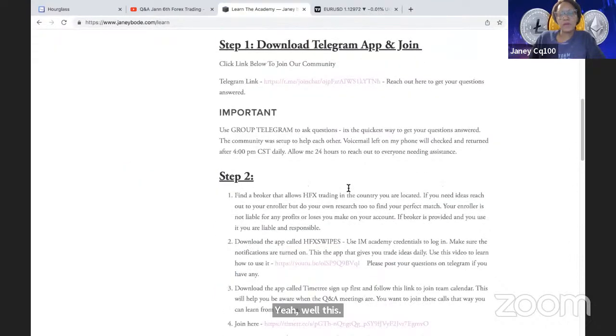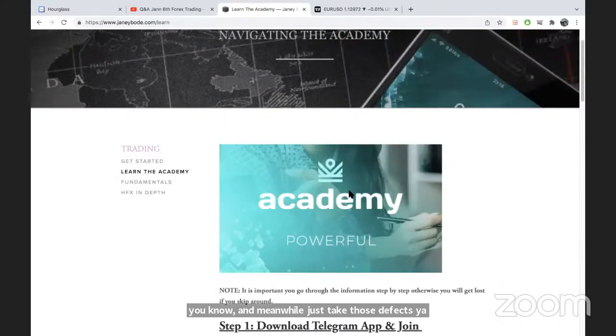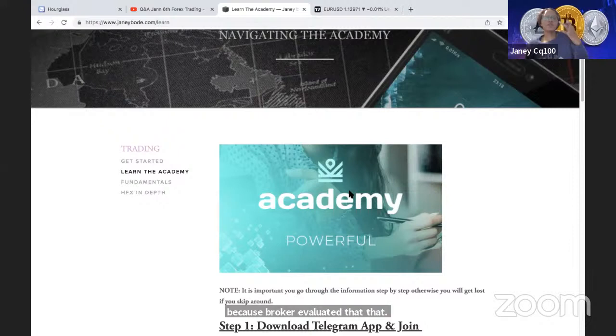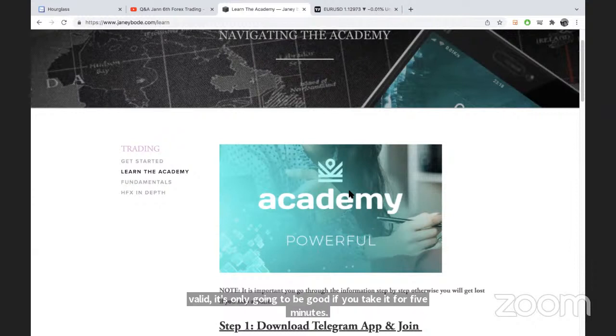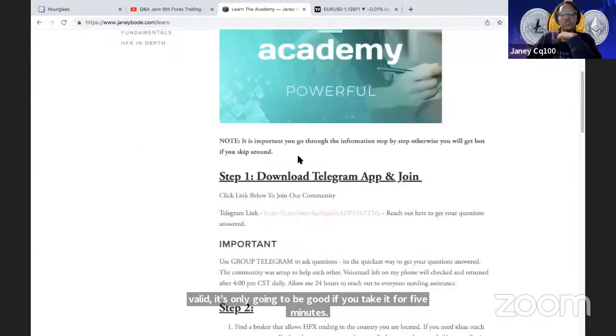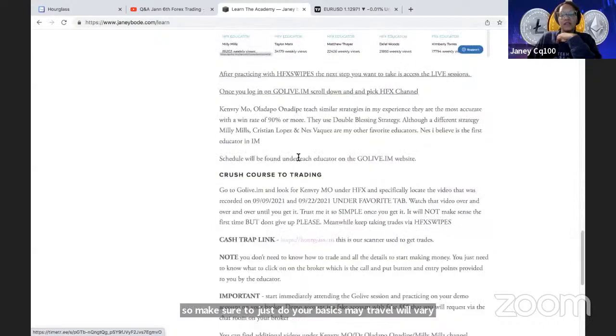Meanwhile, just take those HFX swipes, because they've evaluated that the trade is only going to be good if you take it for 5 minutes. That's the length of the trade. So make sure to just do your basics. Make sure to go through all this, that way you can understand.